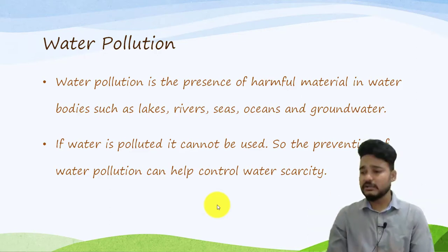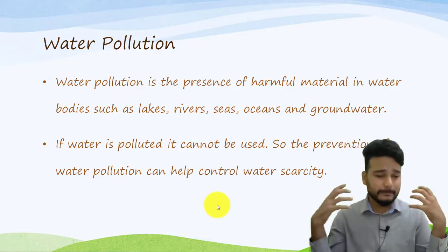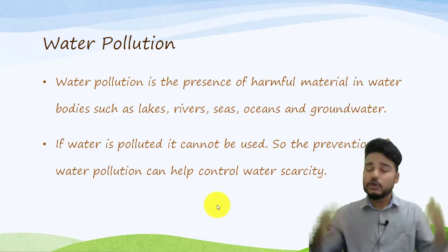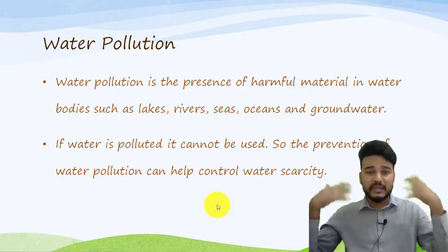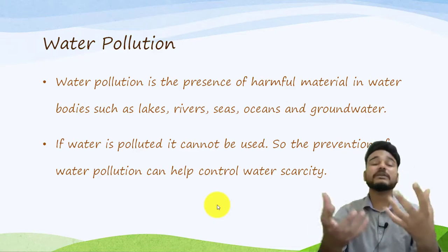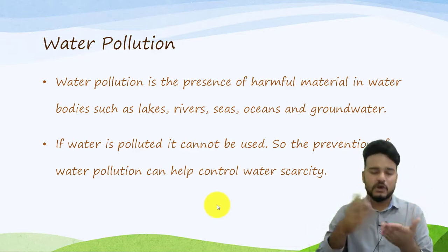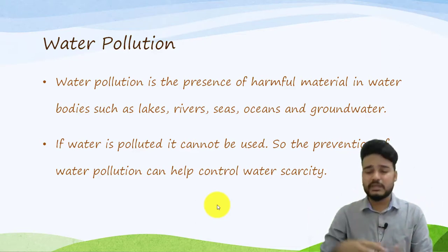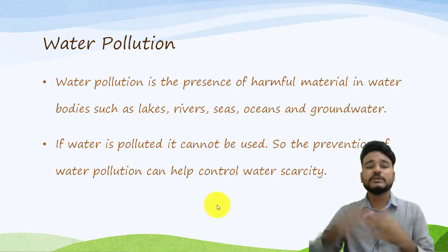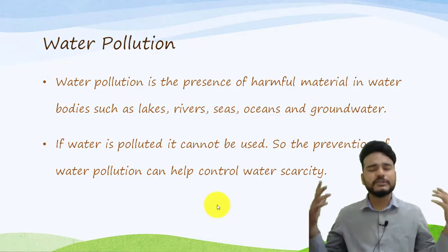It cannot be used. हम गंदा पानी पी सकते हैं क्या? If more chemicals are mixed in that or harmful chemicals are mixed in that water, we cannot drink that because it may cause damage to your body, or it may cause some diseases also. It may damage your body parts also. So if water is polluted, we cannot use it.